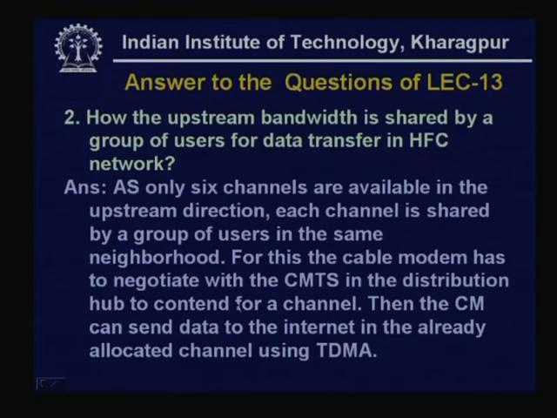Second question was how the upstream bandwidth is shared by a group of users for data transfer in HFC network. As we know, only 6 channels are available in the upstream direction. So, each channel is shared by a group of users in the same neighborhood. For this, the cable modem has to negotiate with the CMTS in the distribution hub. You know that CMTS is present in the distribution hub to contend for a channel. Then the CM can send data to the internet in the already allocated channel using TDMA, time division multiple access. So, this concept of multiple access will be discussed in more detail later on.